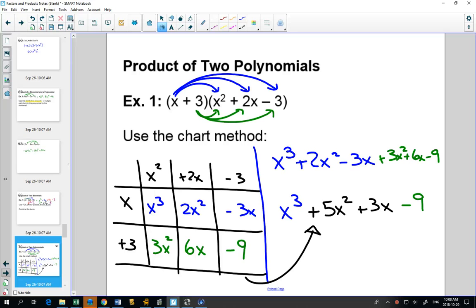The nice thing about a chart method is you don't miss anything. You have to fill in all the parts of your chart. Okay? The not nice thing about your chart method is it takes up more room in your notes than just the arrows. So generally moving forward, students do the arrows because they like to use less space. But both work nicely.